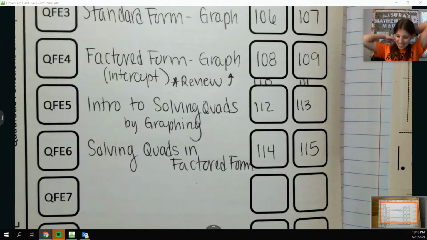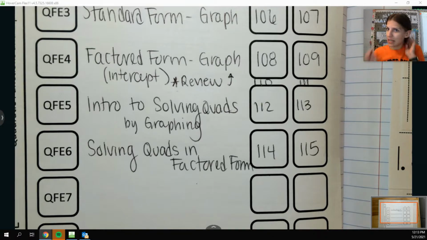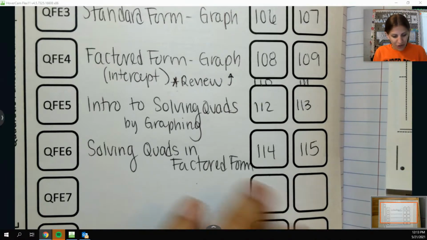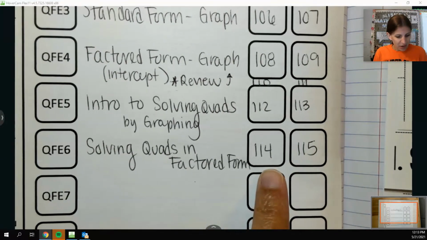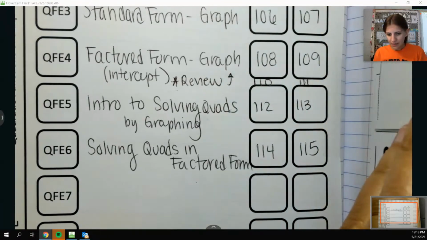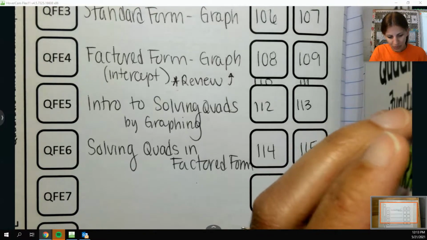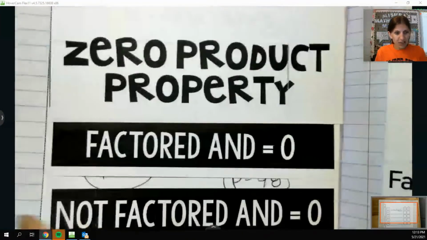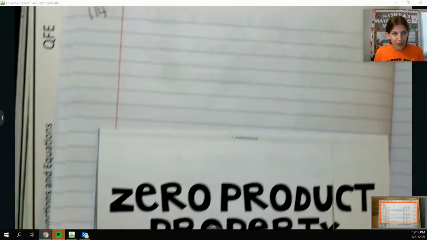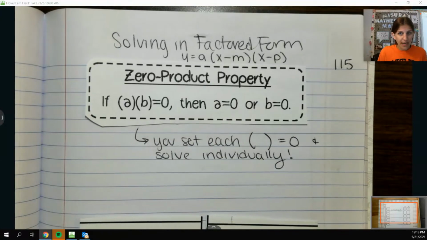All right, guys, you're going to add to the notebook again. A little bit of a funky thing that I'm going to change up. Looking in our notebook, the last pages that we filled out were 114, 115. Let me just show you what that was real quick. So we had our 114 with this zero product property, and then 115 where we were solving in factored form.